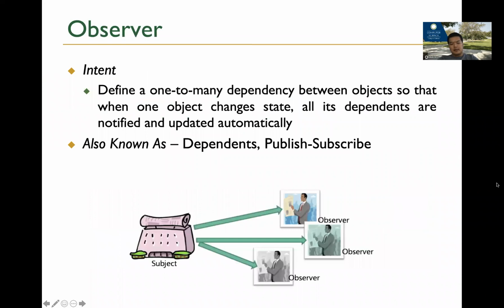All right. So what are we trying to do here? We want to define a one-to-many dependency between objects, so that when an object changes state, all the dependents are notified and updated automatically. So it's about some kind of update and notification. That's why it's sometimes called publish-subscribe. It's also a very typical name. Just like you subscribe to some kind of topic, or subscribe to a newspaper. Whenever there are new things going on, they will let you know. So that is what the pattern is trying to solve.